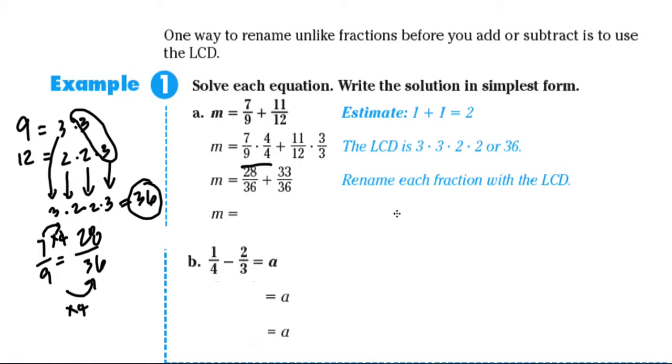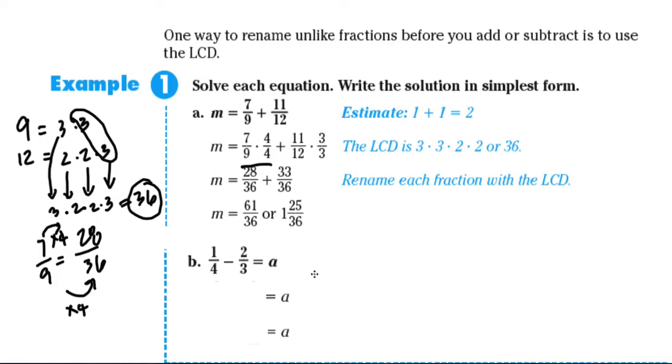So renaming each fraction with the LCD, now we have like denominators, so we simply add 28 plus 33, which will give us 61 over 36, or in simplest form, as a mixed number, 1 and 25 over 36.